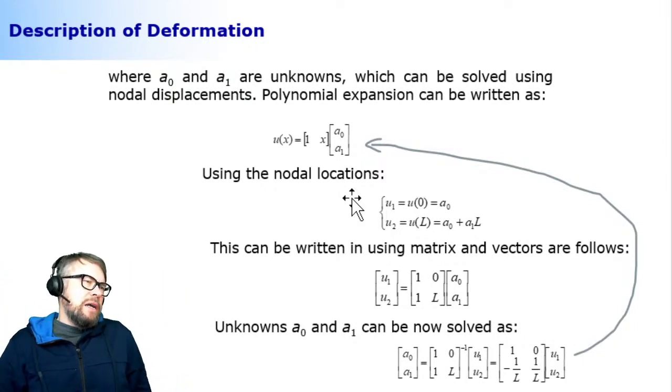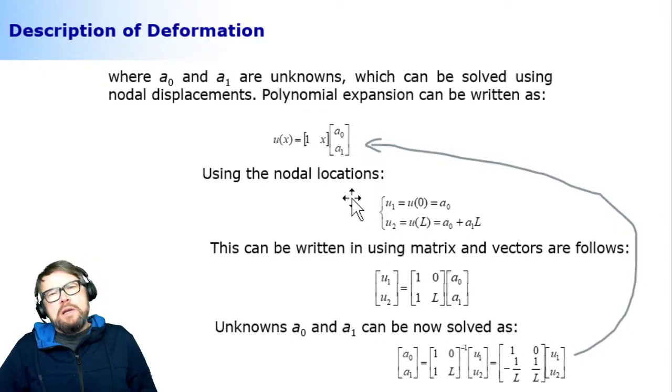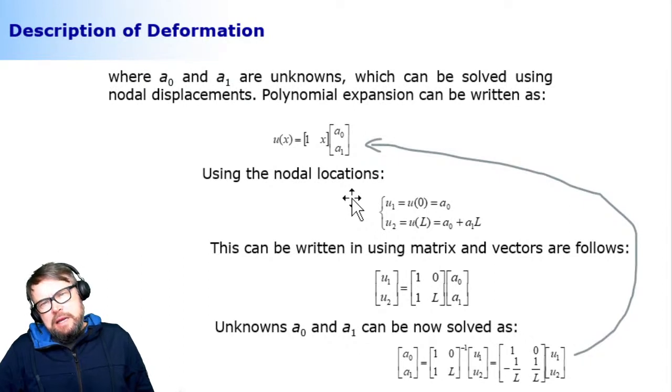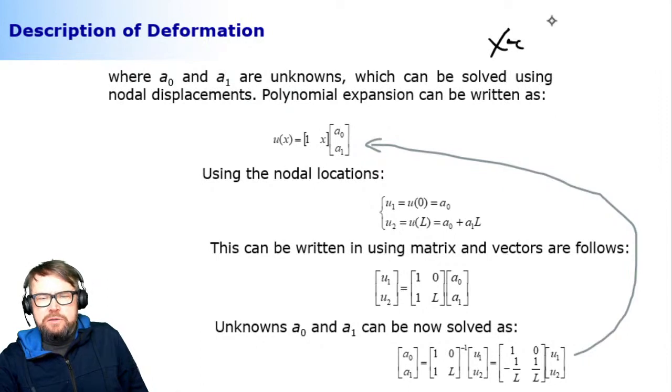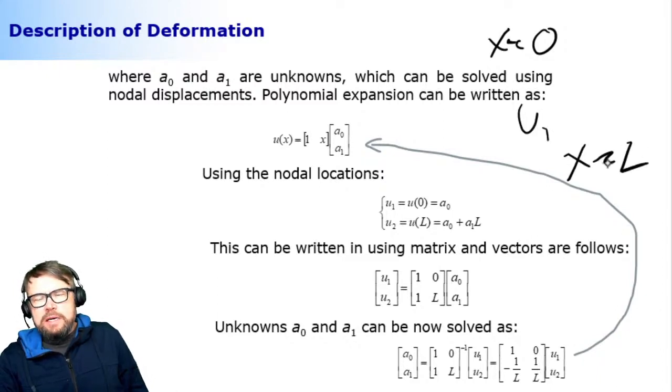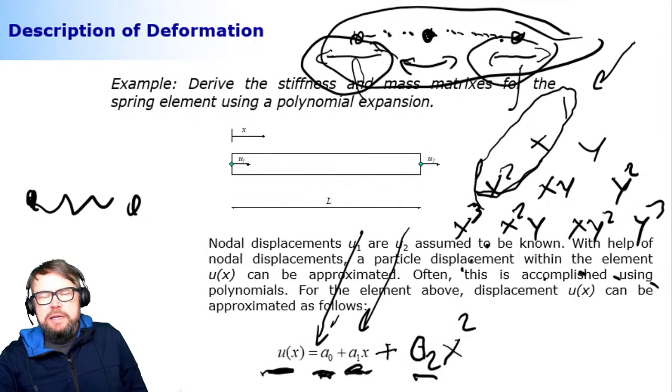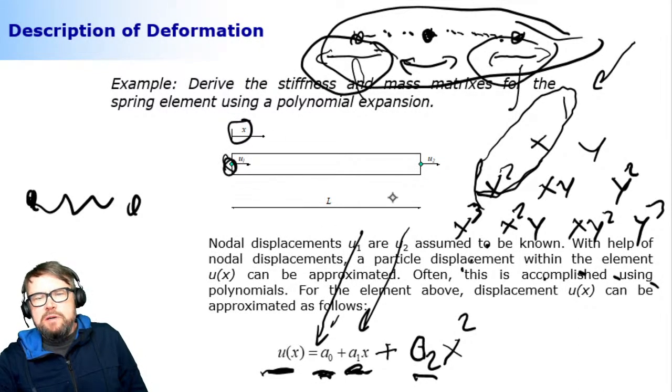Okay, so what is the information that I have? I do know where my nodes are located in the very beginning. I know that when x is equal to 0, that's where my first node is located, and the first node will be denoted as U1. When x is equal to L, that's where my second node is located. And here it is. So this is x. When x is 0, obviously we're at this point. And when x is L, we're obviously at this point.